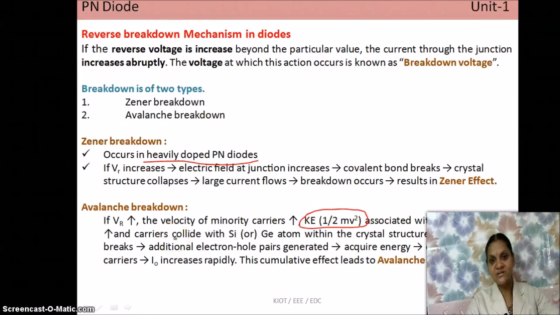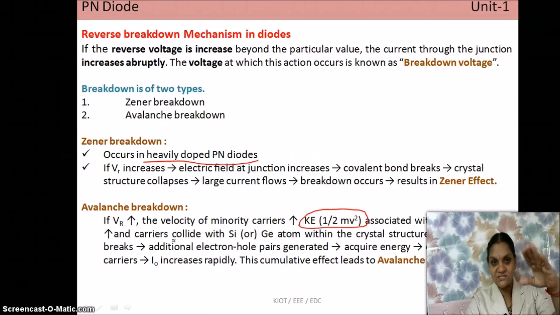So while it is moving at a faster velocity, it collides with other atoms in its neighborhood. While it is hitting other atoms, it breaks the covalent bonds of those atoms also, and some more electrons are coming out. So all those electrons are now under the external electric field only.